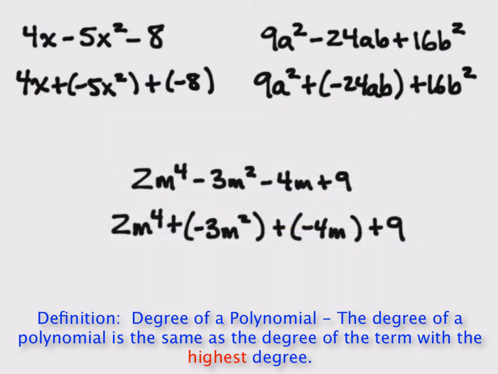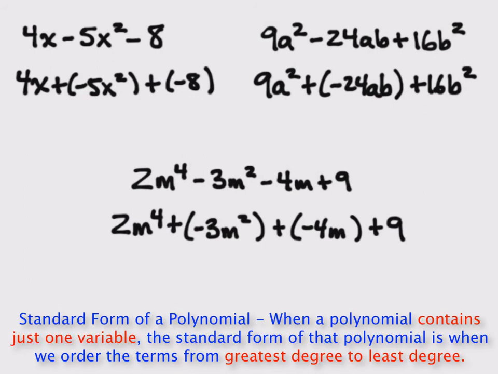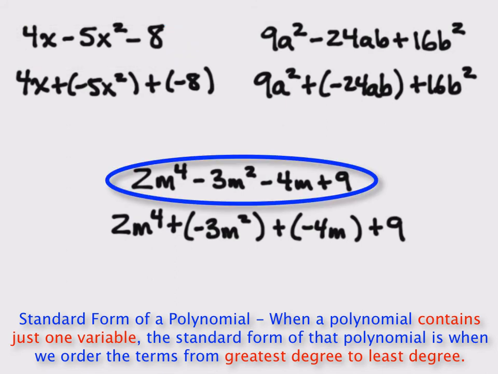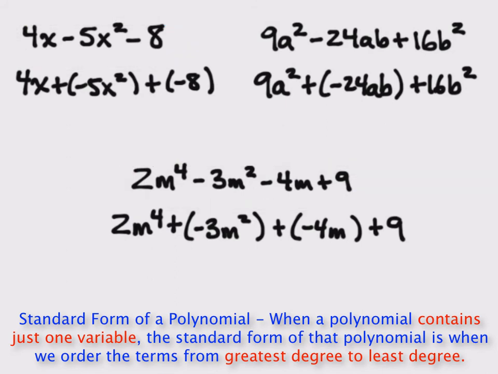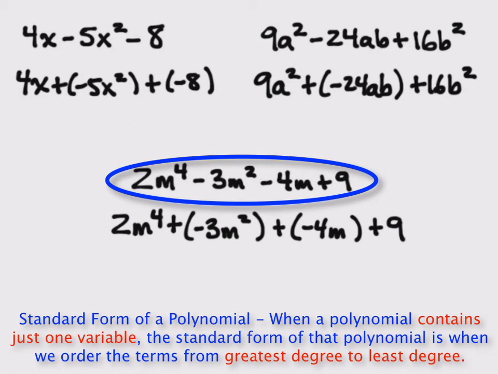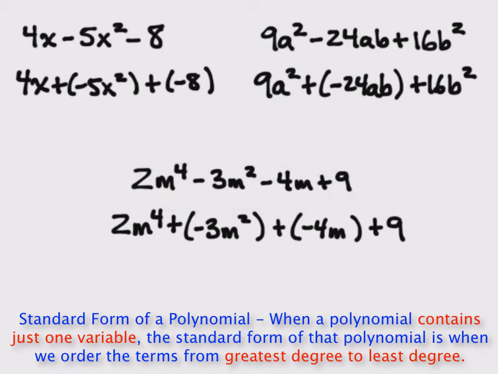Another definition, the standard form of a polynomial. When a polynomial contains just one variable, for example, all x's or all m's, the standard form of that polynomial is when we order the terms from greatest degree to least degree. So for example, this last polynomial right here is in standard form because it goes from degree 4, degree 2, degree 1, degree 0, and it has all m's.